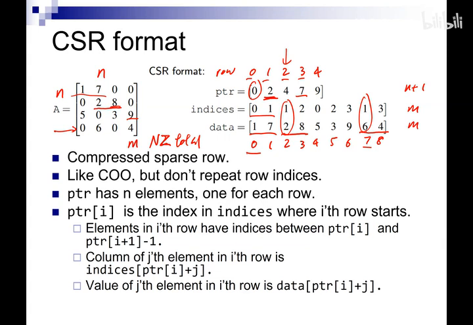Now what about this final value in the pointer array? This is basically telling you the size of the indices and data arrays. And the size is equal to the number of non-zeros in matrix A, because you store one element in data for each non-zero of A. You see that A has 9 non-zeros, and this is why the final value in pointer, which is not a pointer anymore, is telling you that there are 9 non-zeros in data and indices.